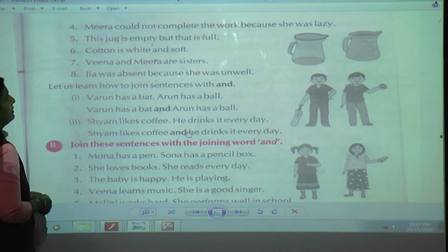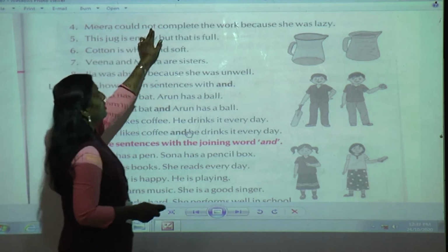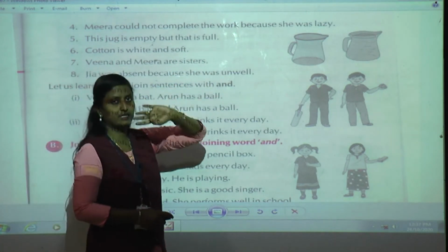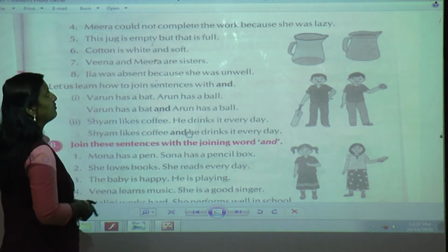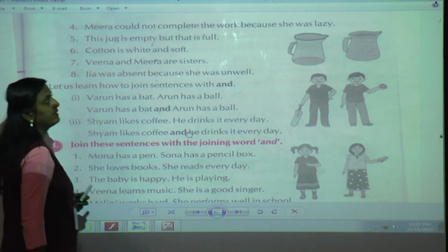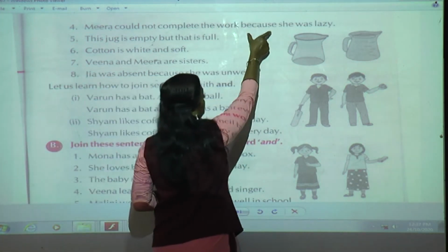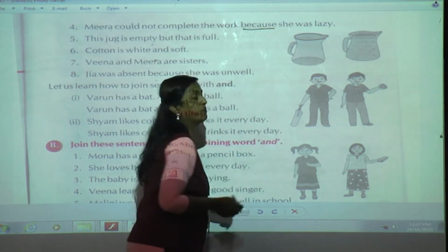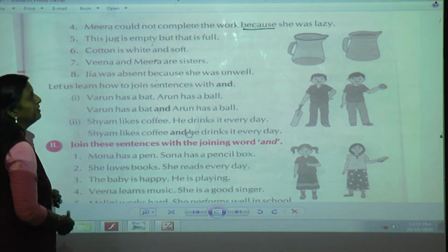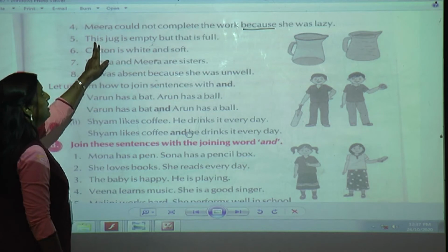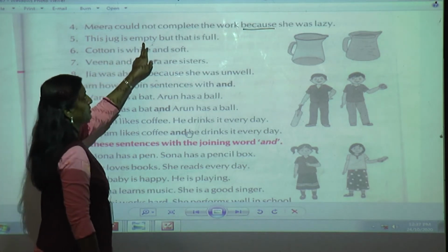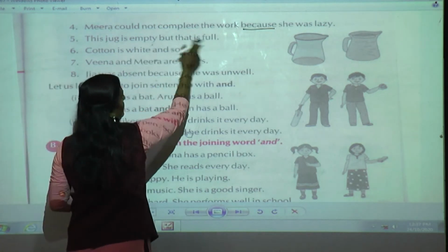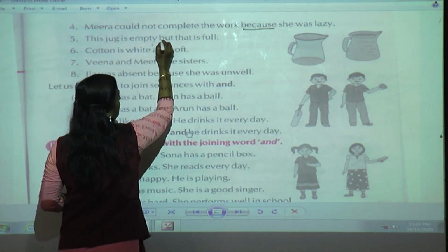Now the fourth one. Meera could not complete the work because she was lazy. Now here if you see, Meera was unable to complete the work and they have given the reason. So what is the word which has joined? Yes, the reason has been given. That is, because is the conjunction which they have used. This jug is empty but that is full. So totally opposite, empty and full.